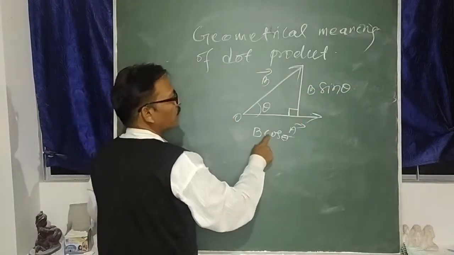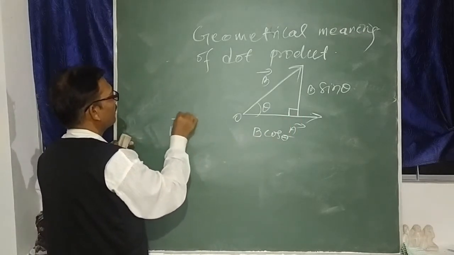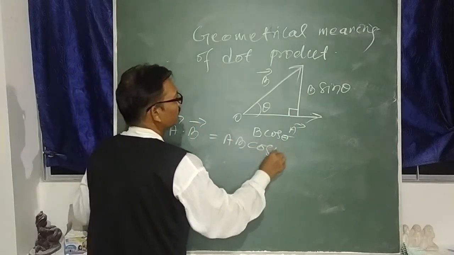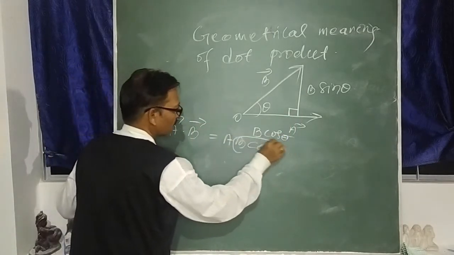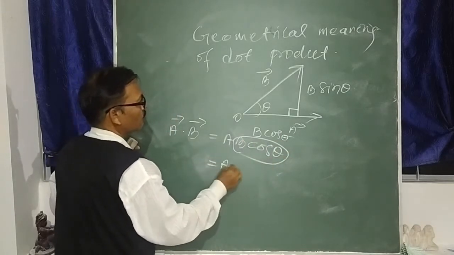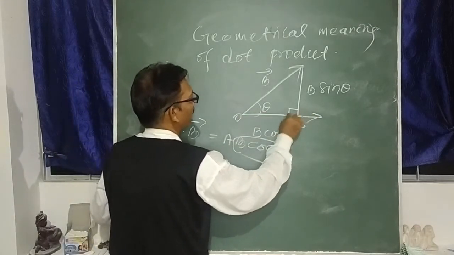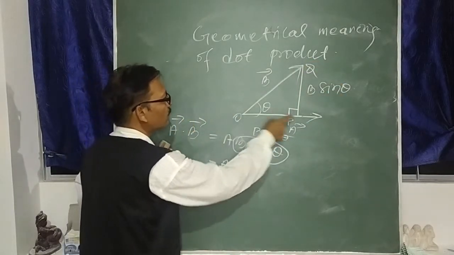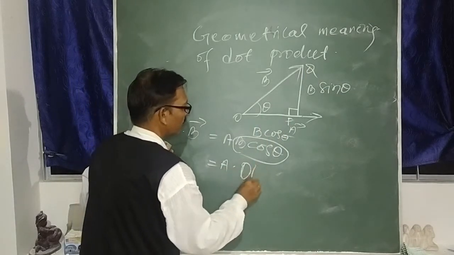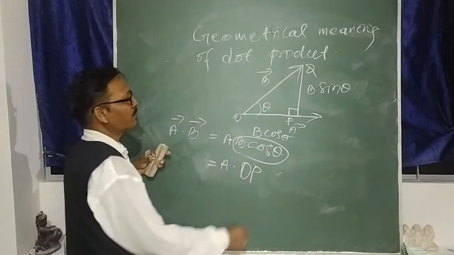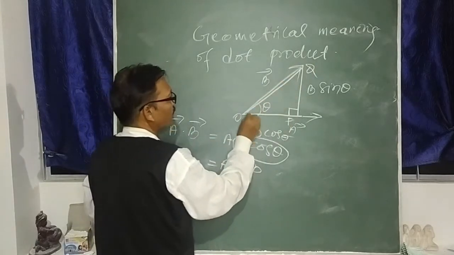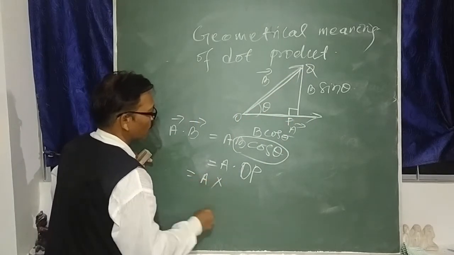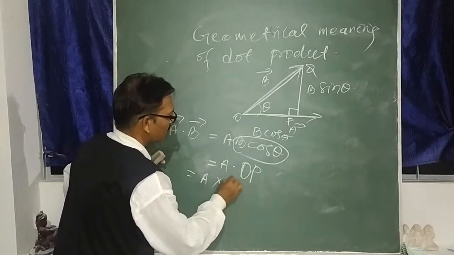Okay, rectangular component. Now A dot B. A dot B we get AB cos theta. You see B cos theta. B cos theta is equal to what? OPQ, suppose. So B cos theta is a scalar quantity, so B cos theta is equal to OP. So what is OP? OP is the component of B along the direction of A. So you can write A vector into, this is called the projection.